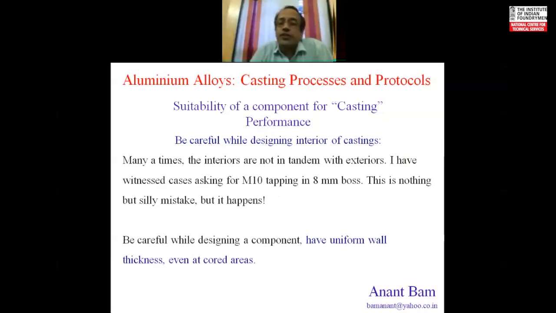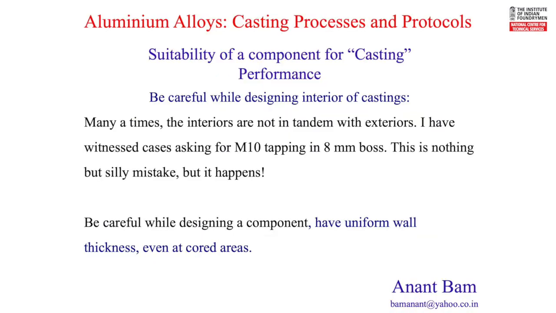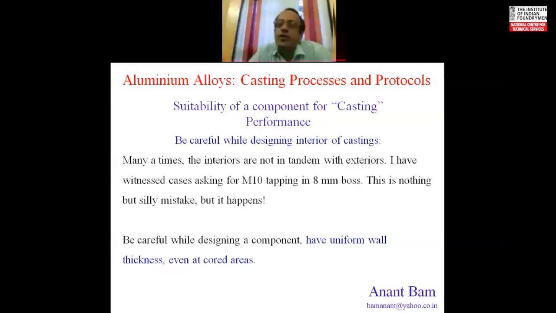Now, this is a silly slide, you may say, but I have witnessed many such designs and drawings wherein the designer has got a certain thing in his mind, but the drawing reflects something else. In a tapping boss or in a clamping hole boss, if the tapping is required for M10, the boss diameter itself is 8 mm. And we cannot have such a large hole drilled in such a boss. It's a silly mistake, but it happens. So such design mistakes have to be avoided, and one has to ensure sufficient wall thickness even after machining.